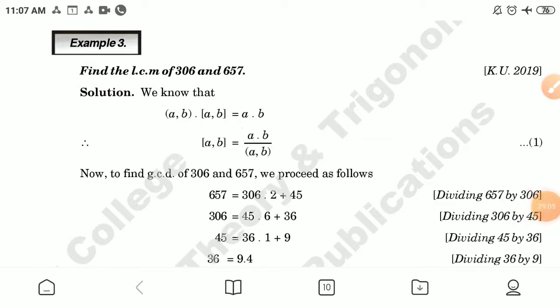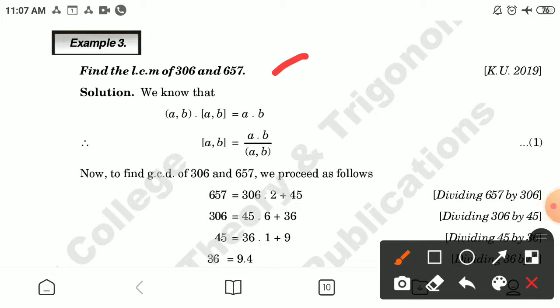Find the LCM of 306 and 657. We know that the greatest common divisor of A and B times the least common multiple is equal to the product of the two numbers. Therefore, LCM becomes equal to A into B divided by the greatest common divisor of A and B. To find the greatest common divisor of 306 and 657, we proceed as follows.